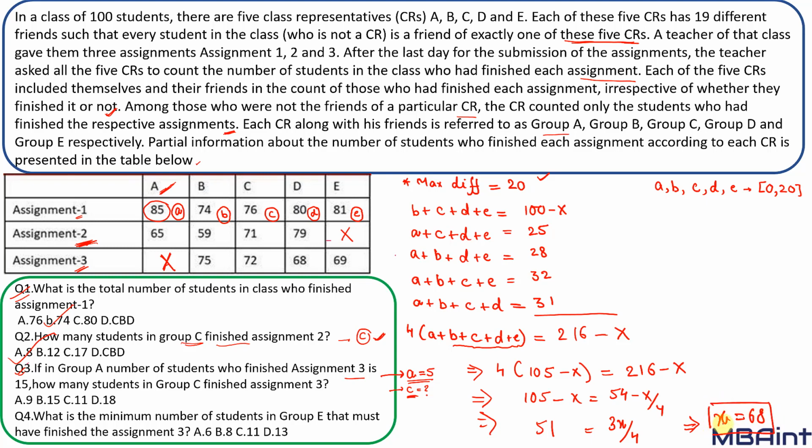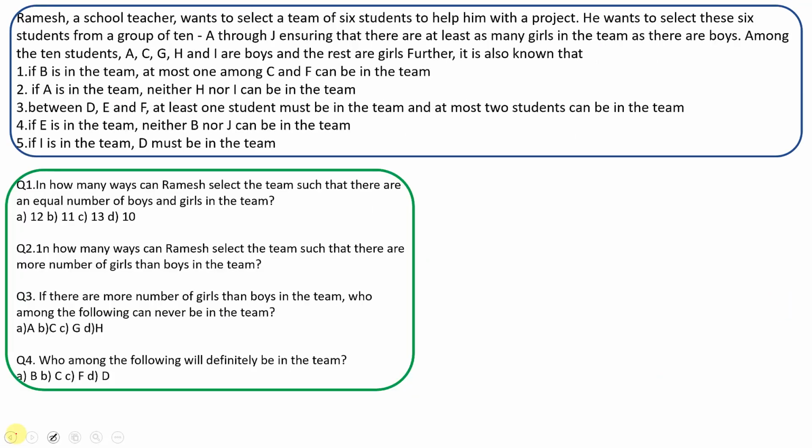X equals 68. When X equals 68, I can easily find the value of A plus B plus C plus D plus E, that is the total number of students who have not finished the assignment. That would be 54 minus X by 4, right? X is 68 and 68 by 4 is 17. 54 minus 17 would make it 37. It means that 37 students have not finished the assignment.